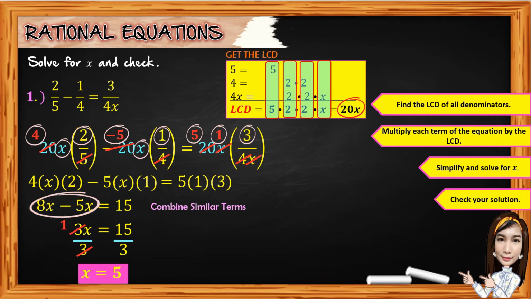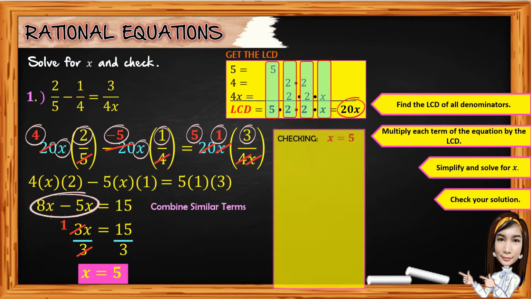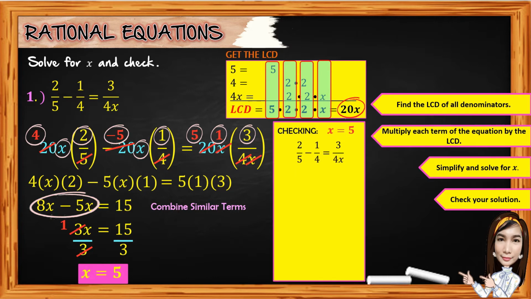And for the last, we're going to check your solution. On checking, we're going to use the value of x, which is 5. We're going to copy the original equation, which is 2 over 5 minus 1 over 4 is equal to 3 over 4x. Then we're going to substitute the value of x, which is 5. So we have 2 over 5 minus 1 over 4 is equal to 3 over 4 times the value of x, which is 5. Then simplify 3 over 4 times 5 is equal to 20.